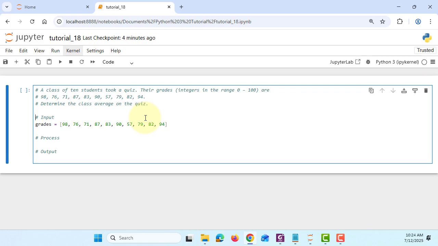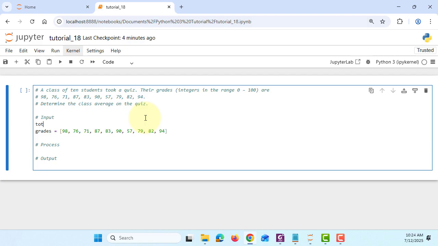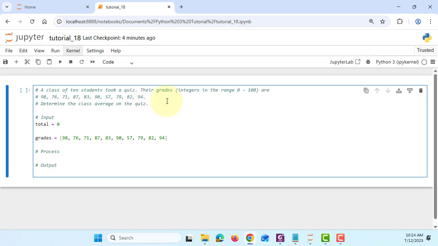To process this, we need to have a total, because we need to find out the average. So initially it is of course 0. Then you need to divide by the number of students, which is 10. So we can say number of students if we want. I will just say simply grade counter. Okay.